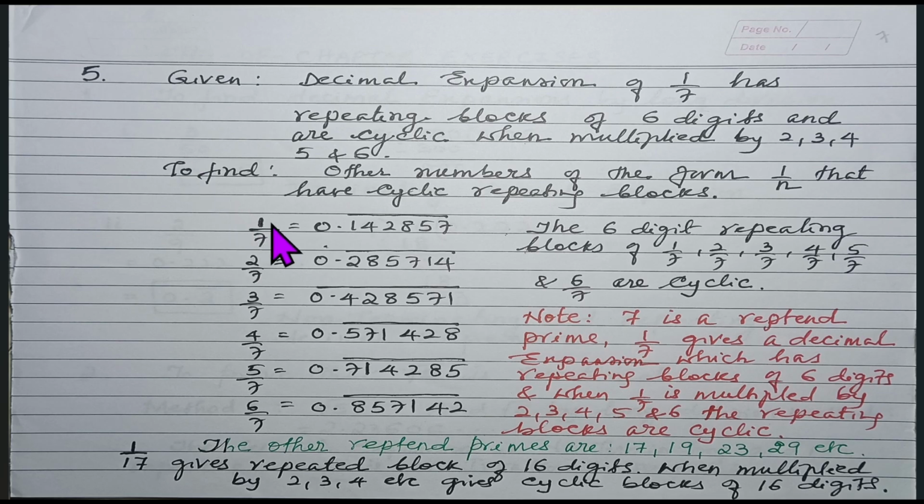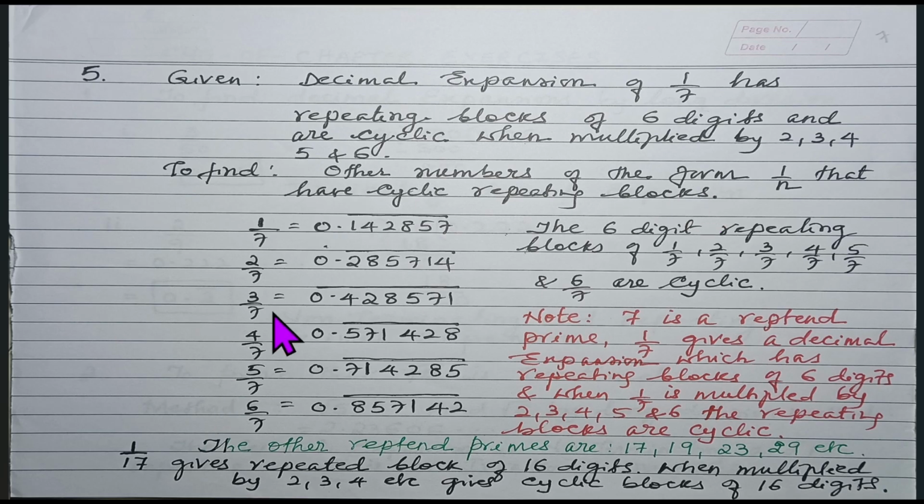So when you have 1 by 7, it starts with 1. When you have 2 by 7, it starts with 2. When you have 3 by 7, it starts with 4. When you have 4 by 7, it starts with 5. When you have 5 by 7, it starts with 7. And when it is 6 by 7, it starts with 8. And the same digits are repeated in the repeating block. So that is what is called the cyclic repeating blocks of 1 by 7. But the question is, what are the other numbers of the form 1 by n that have cyclic repeating blocks?